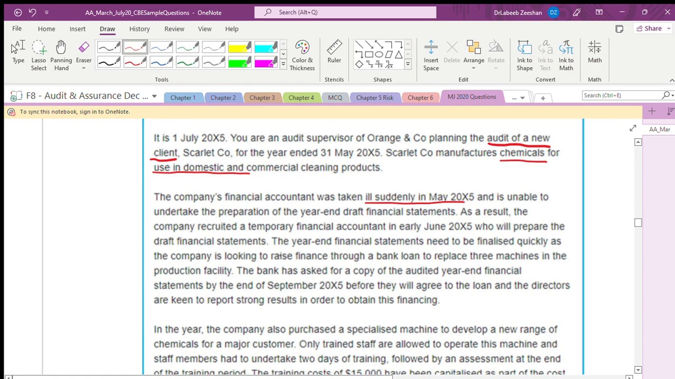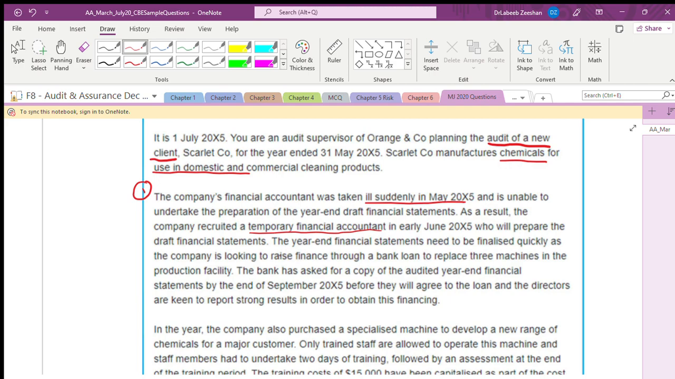In May 2005, he is unable to work. This is one of the audit risks. He is unable to undertake the preparation of the year-end draft financial statements. As a result, the company has recruited a temporary financial accountant. We cannot have a stopgap arrangement. Who will prepare the draft financial statements?